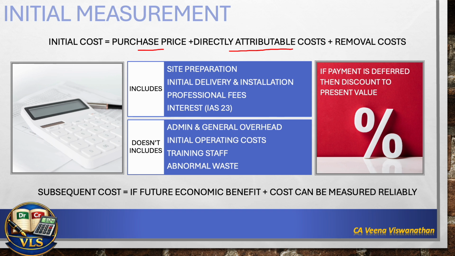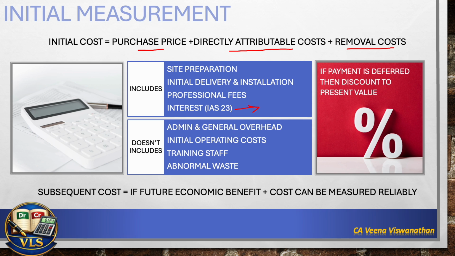And the final cost is the removal cost. That is the initial estimate of dismantling and restoration. So in future, if the place has to be restored, then the present value of that cost should also be included in the asset's cost during our initial measurement itself. Together, these costs form the total capitalized value of the asset, ensuring that financial statements reflect the true investment made to bring the asset into usable condition.